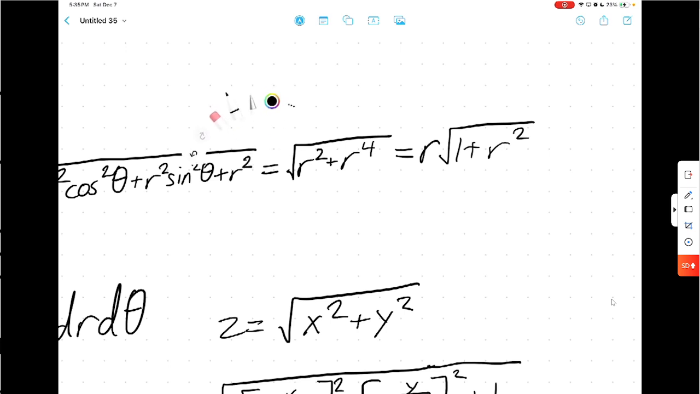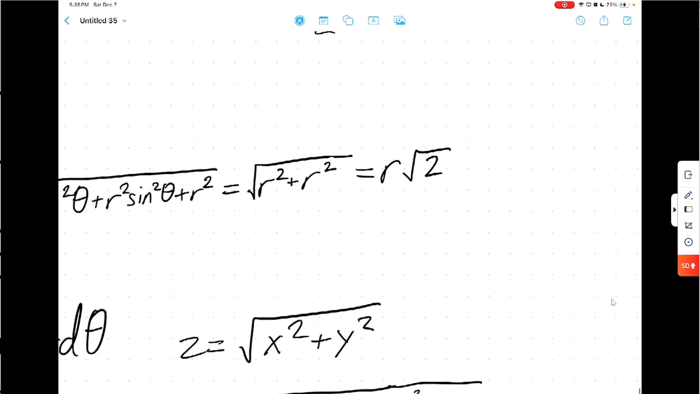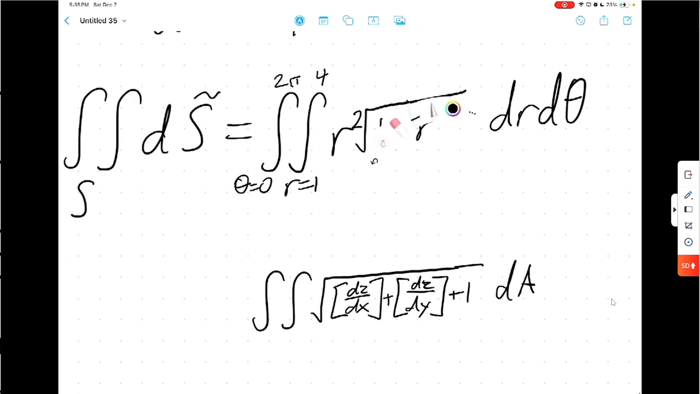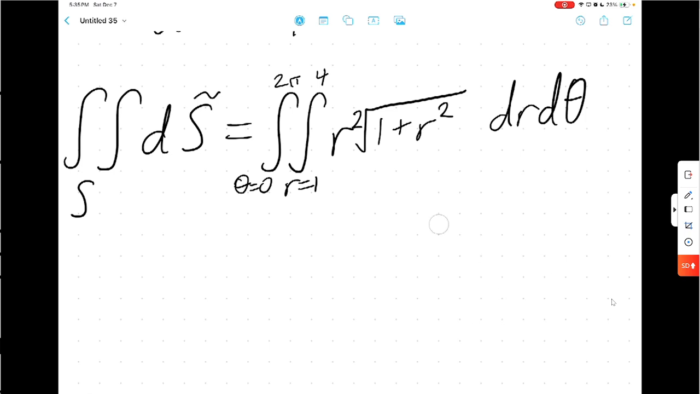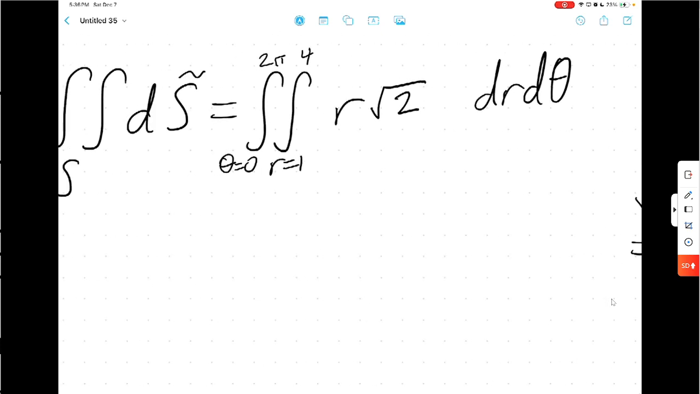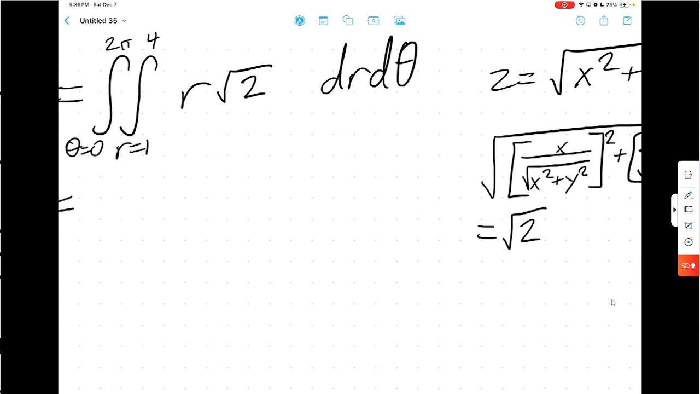R squared, this is R root 2. Oh, there, okay, there we go, there's the issue. That was the issue, that was straight up the wrong one. Yep, they are the same formula. You're going to get rid of that. This is going to be R root 2, the 2, and now I'm going to calculate this.